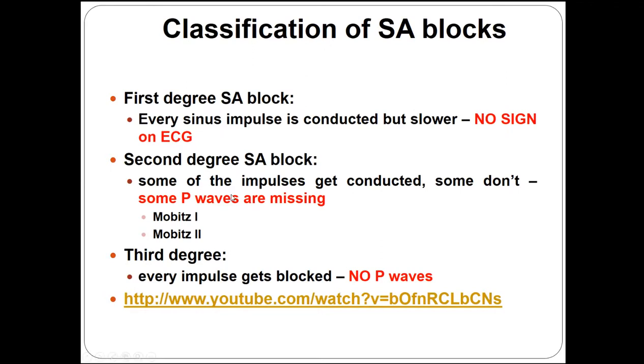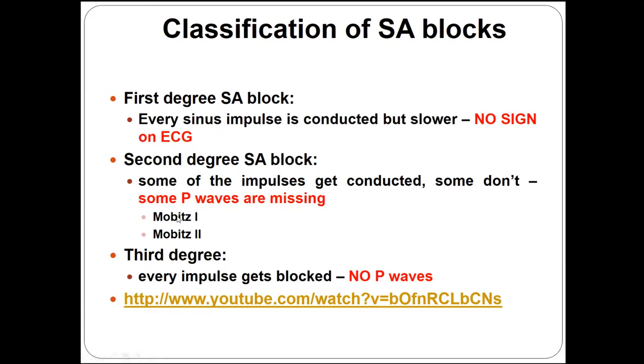Second degree, now that's a problem, because we don't see the sign of an SA activation. We see the sign only when the atrium is activated. So when we have an AV block, we only have the QRS complex missing. So we have to evaluate the P's. When we have an SA block, there is no P. There's no P at all.